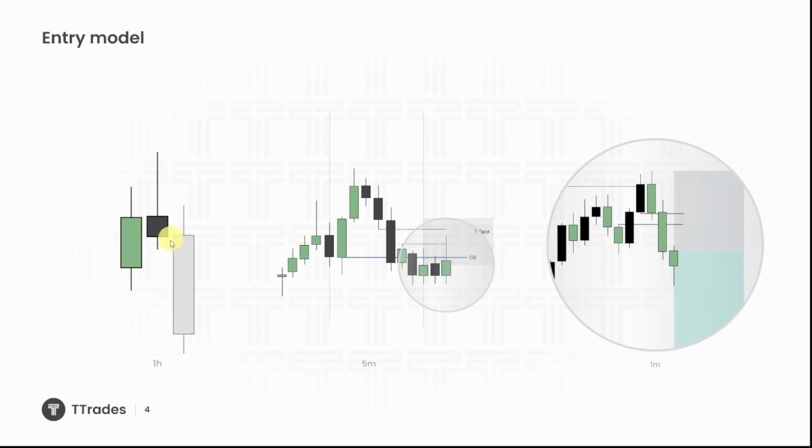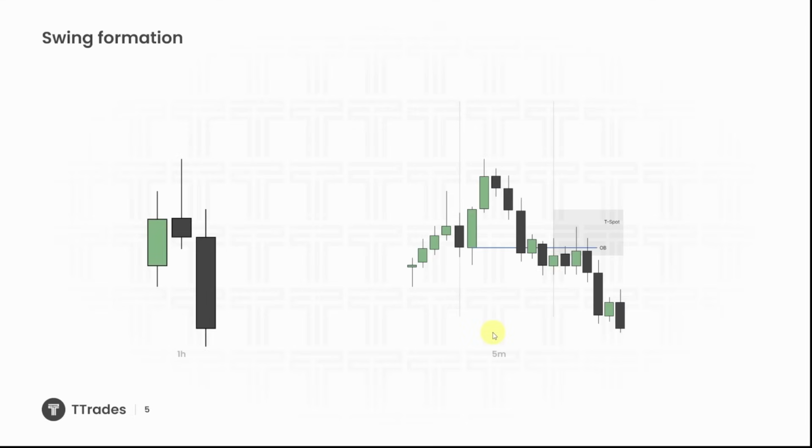So now I'm anticipating expansion on the hourly. I have the 5-minute aligned. We are open, trading higher, and I'm expecting an open, high, low, close. From here, I will look in that T-spot for a 1-minute inversion, which allows me to get on side with my risk on this high to then trade this expansion lower.